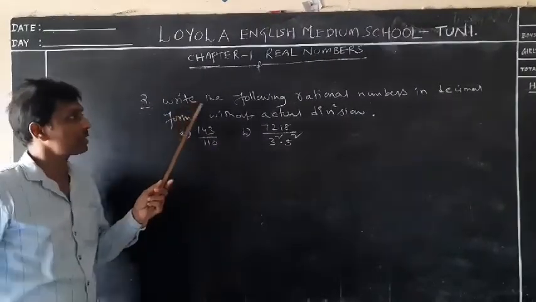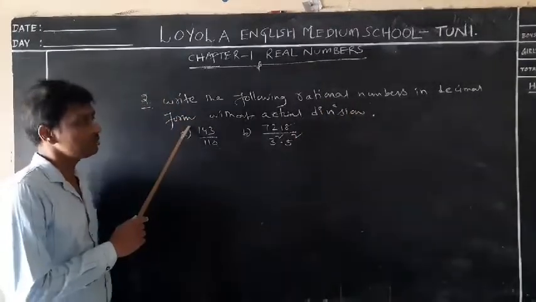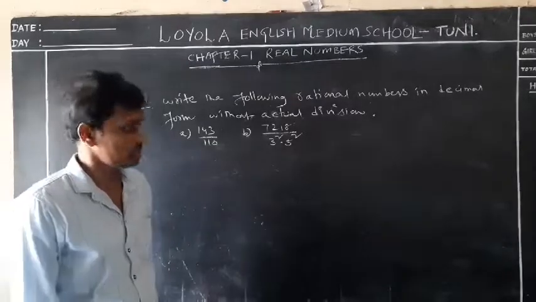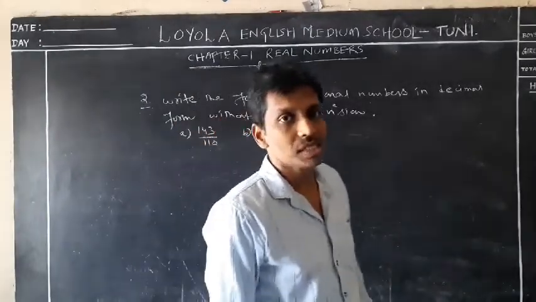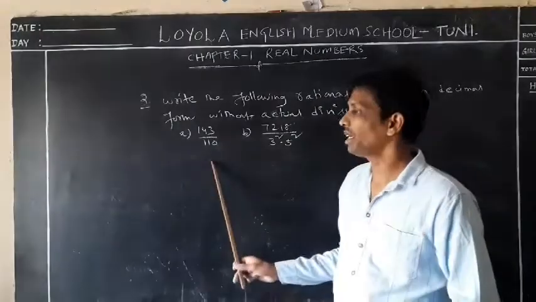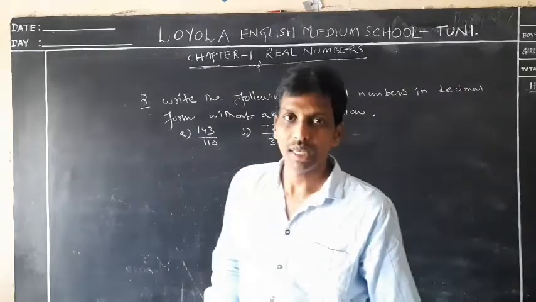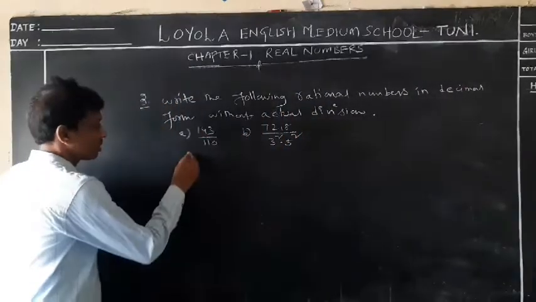Next question is, write the following rational numbers in decimal form without actual division. Means we need not do the division. So without actual division, are we able to say their decimal fractions? Let us see the explanation part.